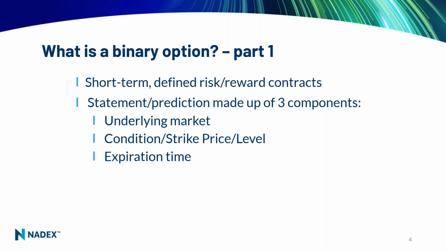And a binary option is simply a prediction. It is a prediction, it is a statement, and it's made up of three components. The example here: an underlying market, a condition, sometimes also called the strike price or the level, and a time, an expiration time. Since this is probably where we're going to start, and again, I'm encouraging everyone, if you want to see a particular market, tell us, but I'll start with gold.